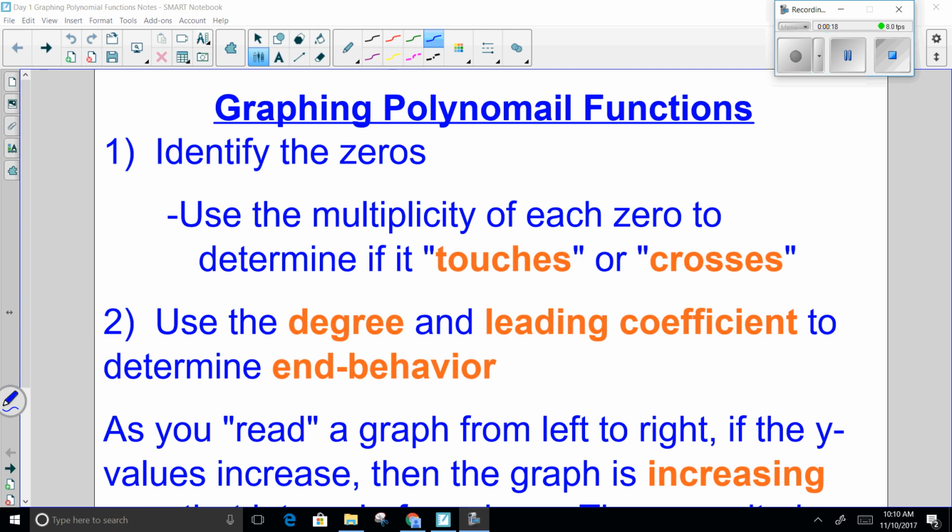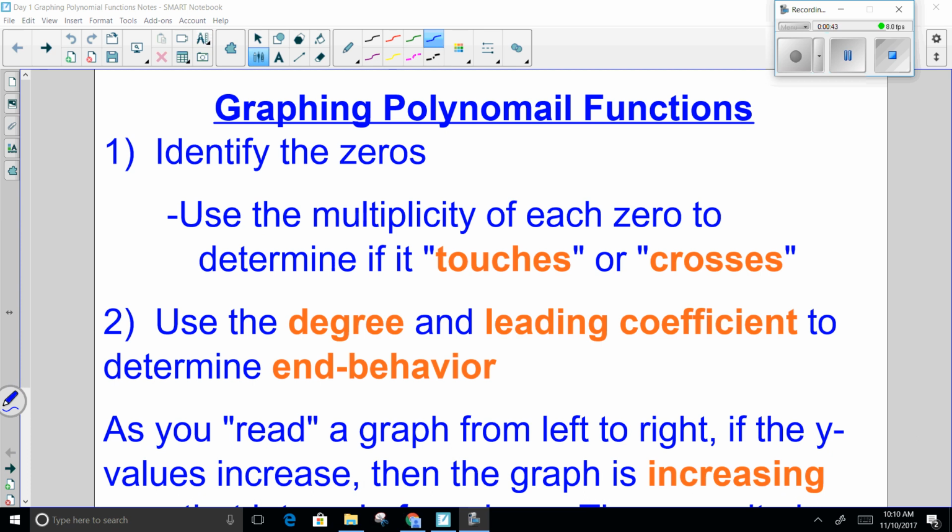In order to graph polynomial functions, the first thing you're going to want to do is identify the zeros. Zeros are where the graph crosses the x-axis. Okay, so you've done that in Algebra 2. We're going to use the multiplicity of each zero in order to determine if it touches or crosses the x-axis. Multiplicity means how many times you multiply it.